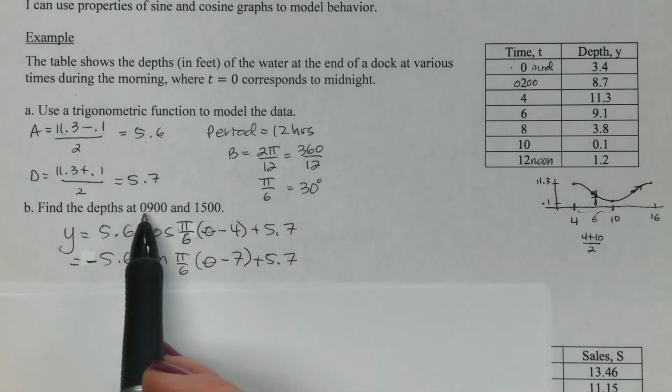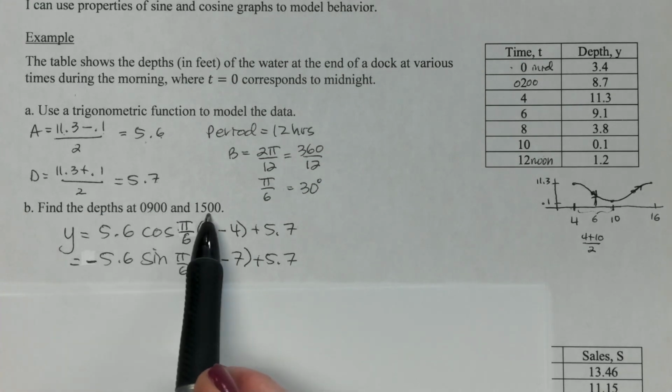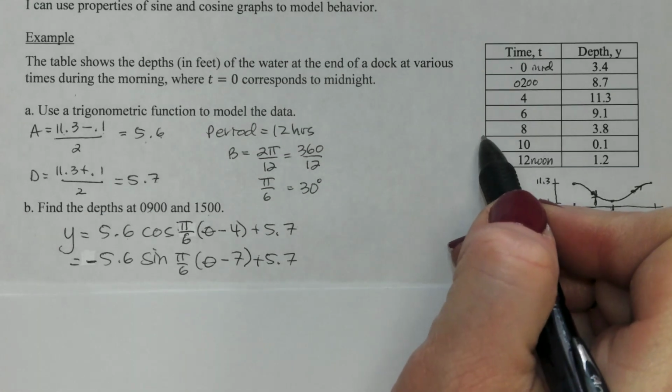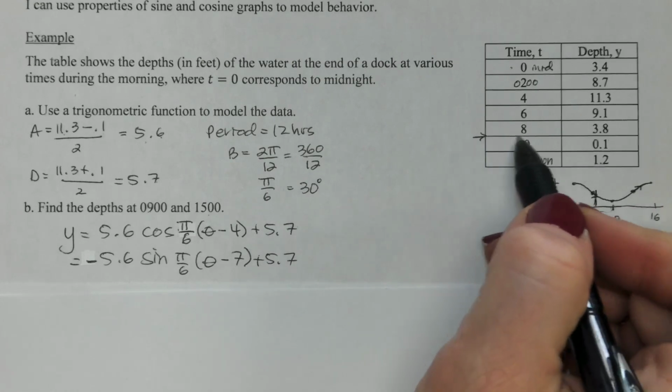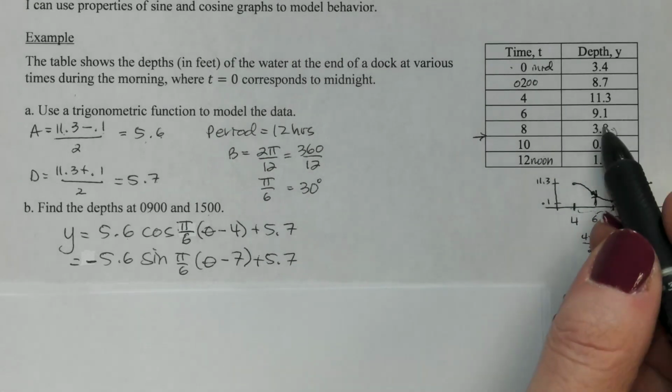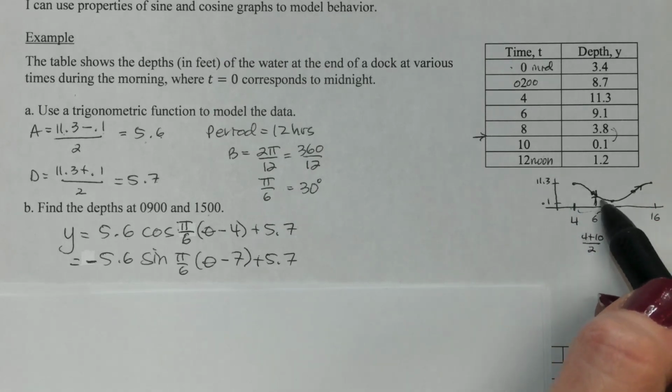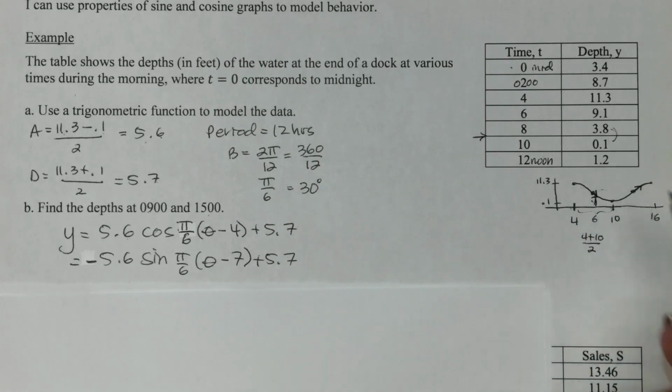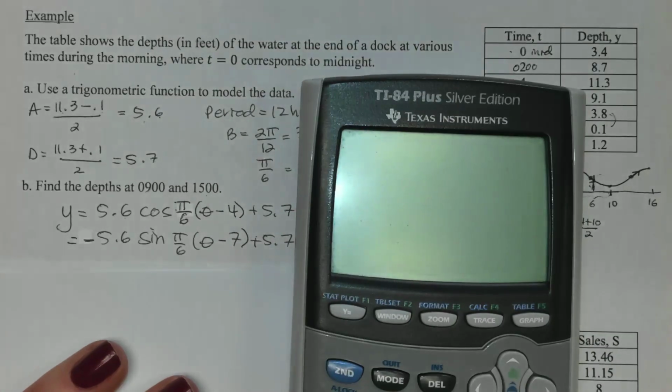And now this problem actually says find the depths at 0900 and 1500. So 0900 is going to happen right about here. And so I can already tell my answer is going to have to be somewhere between 3.8 and 0.1. So I already know what the heights are supposed to be, and if it follows this curve, they should be somewhere in here, my answer. So we are going to attempt to plug this in.